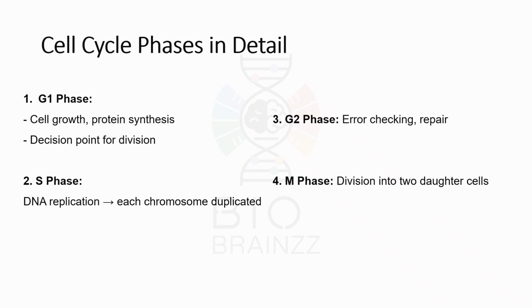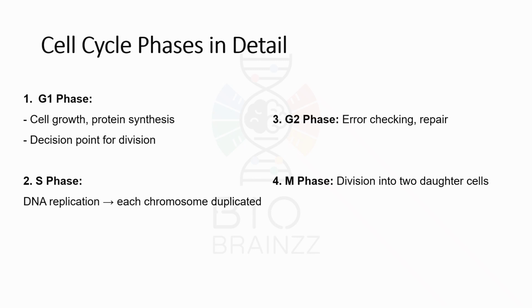Cell cycle phases in detail. Now let us understand each phase in more detail. In G1 phase, the cell increases in size and synthesizes proteins required for DNA replication. This phase is also very important because the cell decides whether to divide or not. So it acts like a decision point.